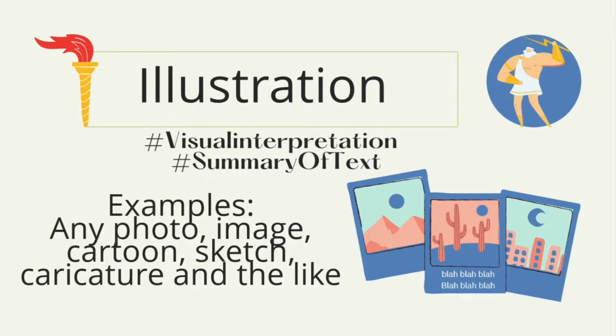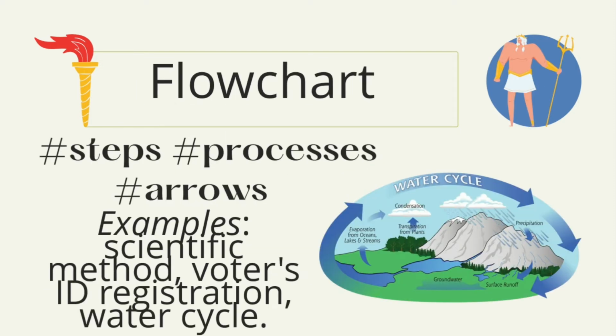So the first one is the illustration. Examples are any photo, image, cartoon, sketch, caricature, and the like. So this is hashtag visual interpretation, hashtag summary of the text. The second one is flowchart, hashtag steps, hashtag processes, and hashtag arrows. Examples: scientific method, voter's ID registration, and the picture here represents the water cycle.